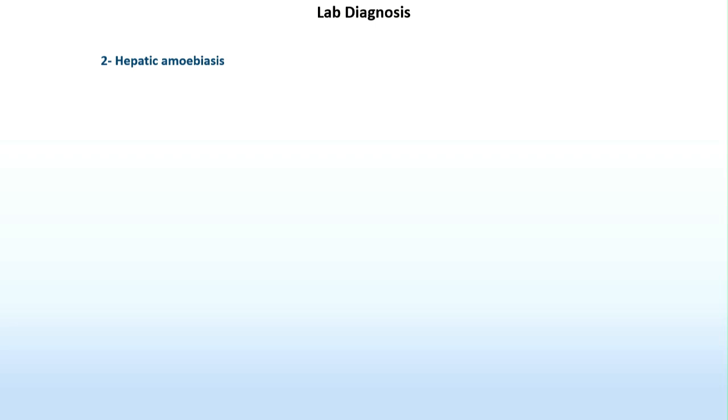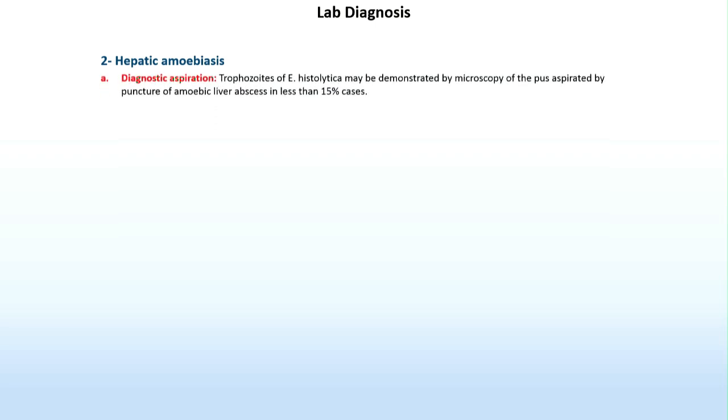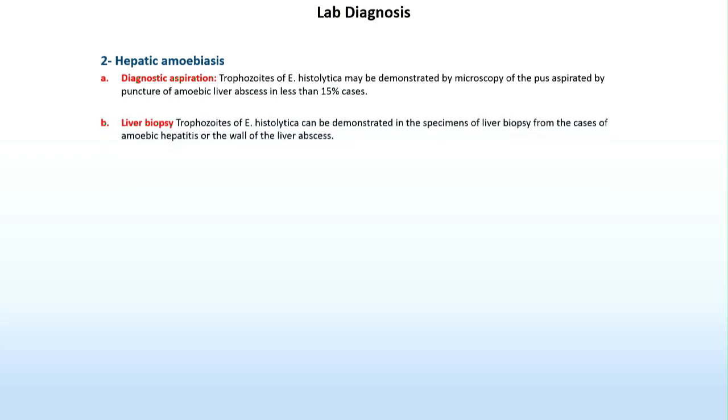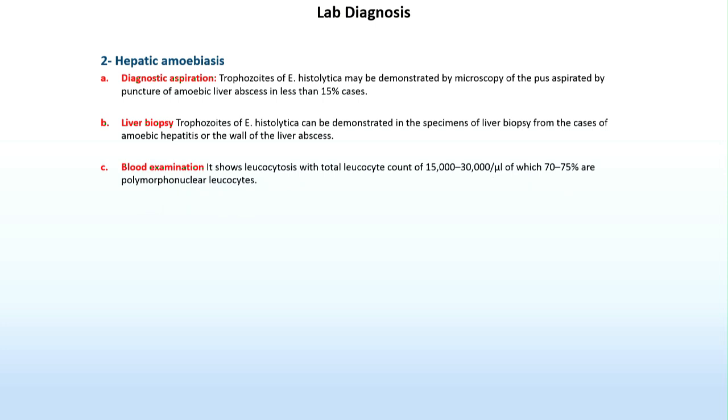Hepatic amoebiasis can be diagnosed by aspiration, so trophozoites of Entamoeba histolytica may be demonstrated by microscopy of the pus. Aspiration picks up the amoebic liver abscess in less than 15% of cases, or by liver biopsy, we can also demonstrate the trophozoites.